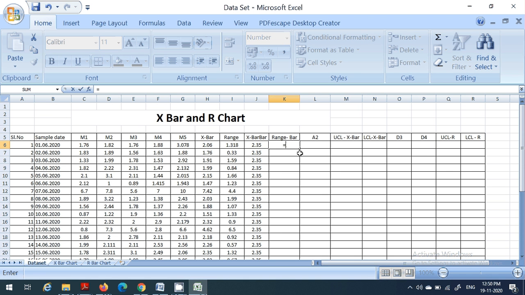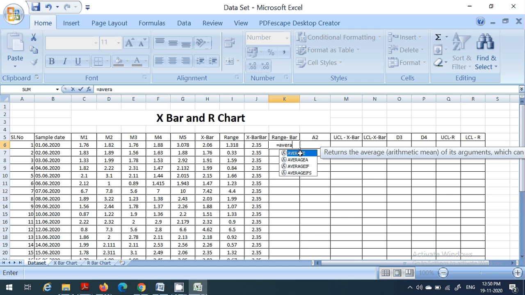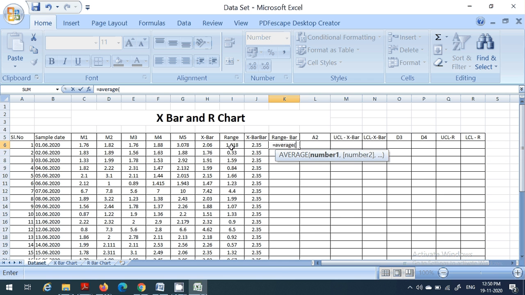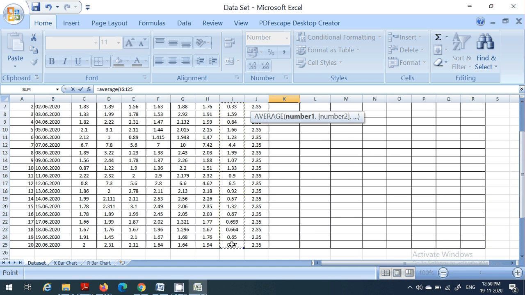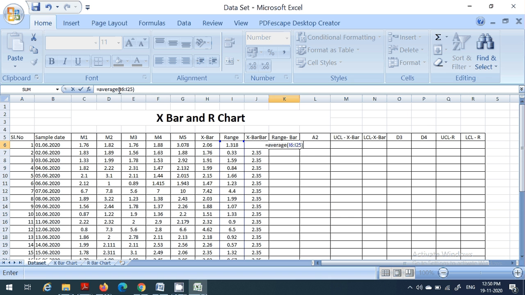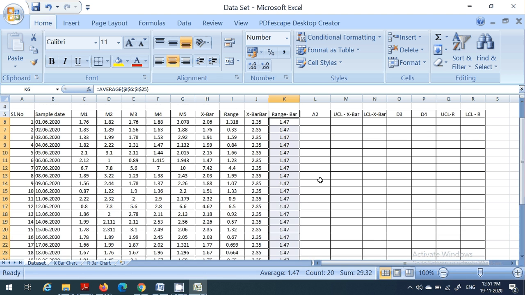And R bar is nothing but the average of all the range values. And the same dollar symbol has to be used. And here R bar is also the same for all the possible inputs.